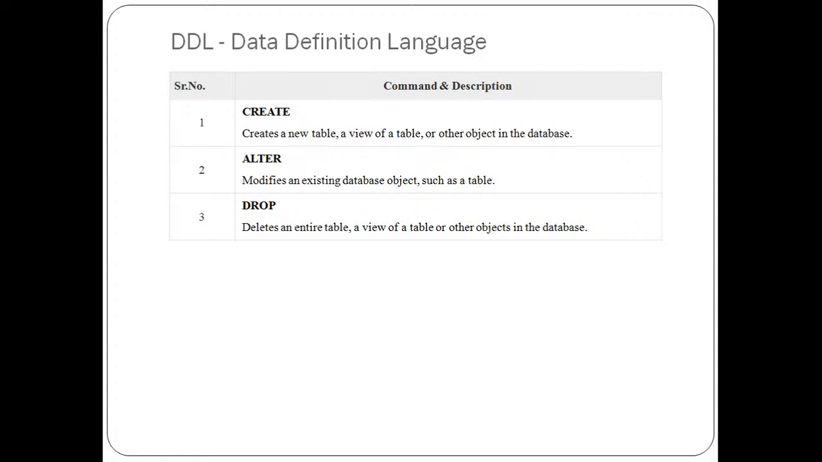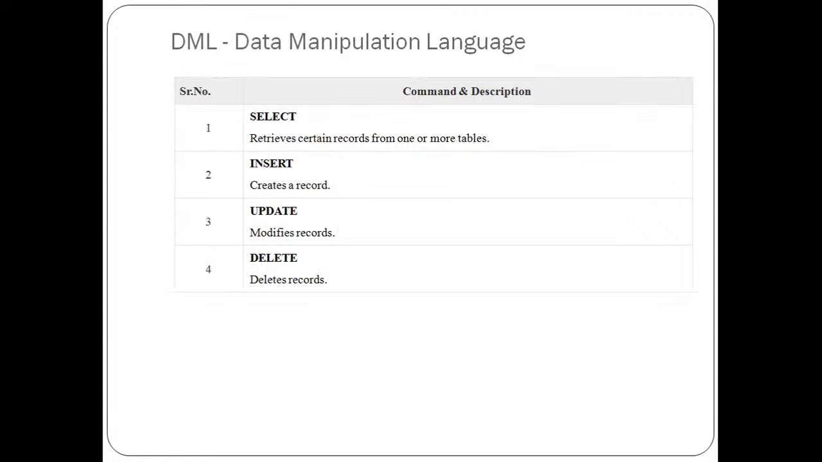So depending on all these commands and keywords, we categorized them in 4 parts. First one is DDL, or data definition language. In data definition language, our main focus is create, alter and drop. Create means create a table, alter means modify an existing table, and drop if you want to drop the whole table. Next are the data manipulation languages. Here select, insert, update, delete, these types of commands are there.